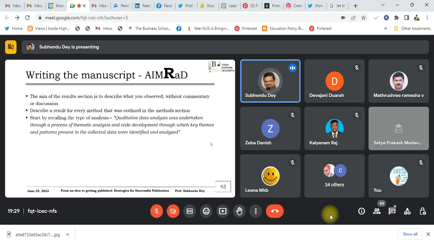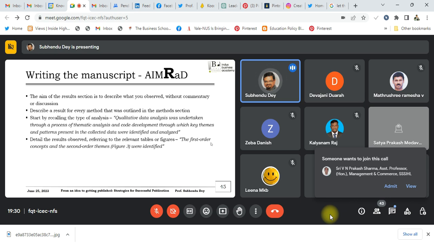Now, once again I've taken this from the paper that I have given you. It says qualitative data analysis was undertaken through a process of thematic analysis and whatever. So it very clearly states what kind of analysis was done. Detail the results observed, referring to the relevant tables and figures. Now, if you look at the paper, please look at figure 3. If you can look at figure 3.